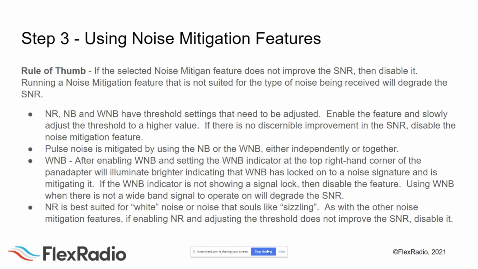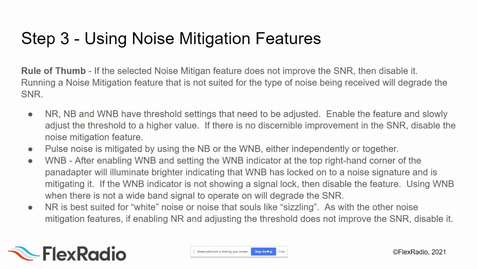The same thing basically goes with pulse noise, which is mitigated by the noise blanker or wideband noise reduction. Turn the noise blanker on, adjust the threshold up. If it gets rid of the noise without degrading the received signal, that's perfect. Then utilize the noise blanker. If not, turn it off.